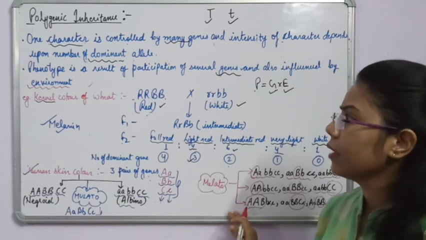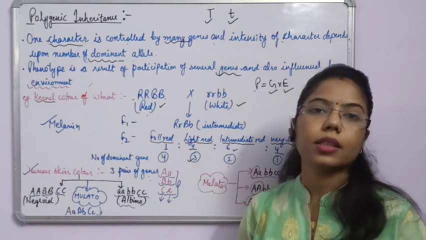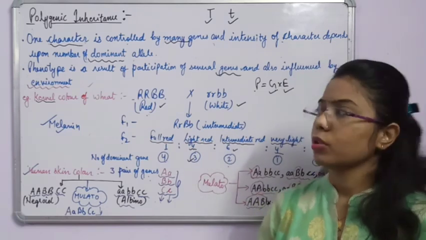Right? So here today we have completed polygenic inheritance. In the next part we will discuss pleiotropy. Fine? So that's all for today.